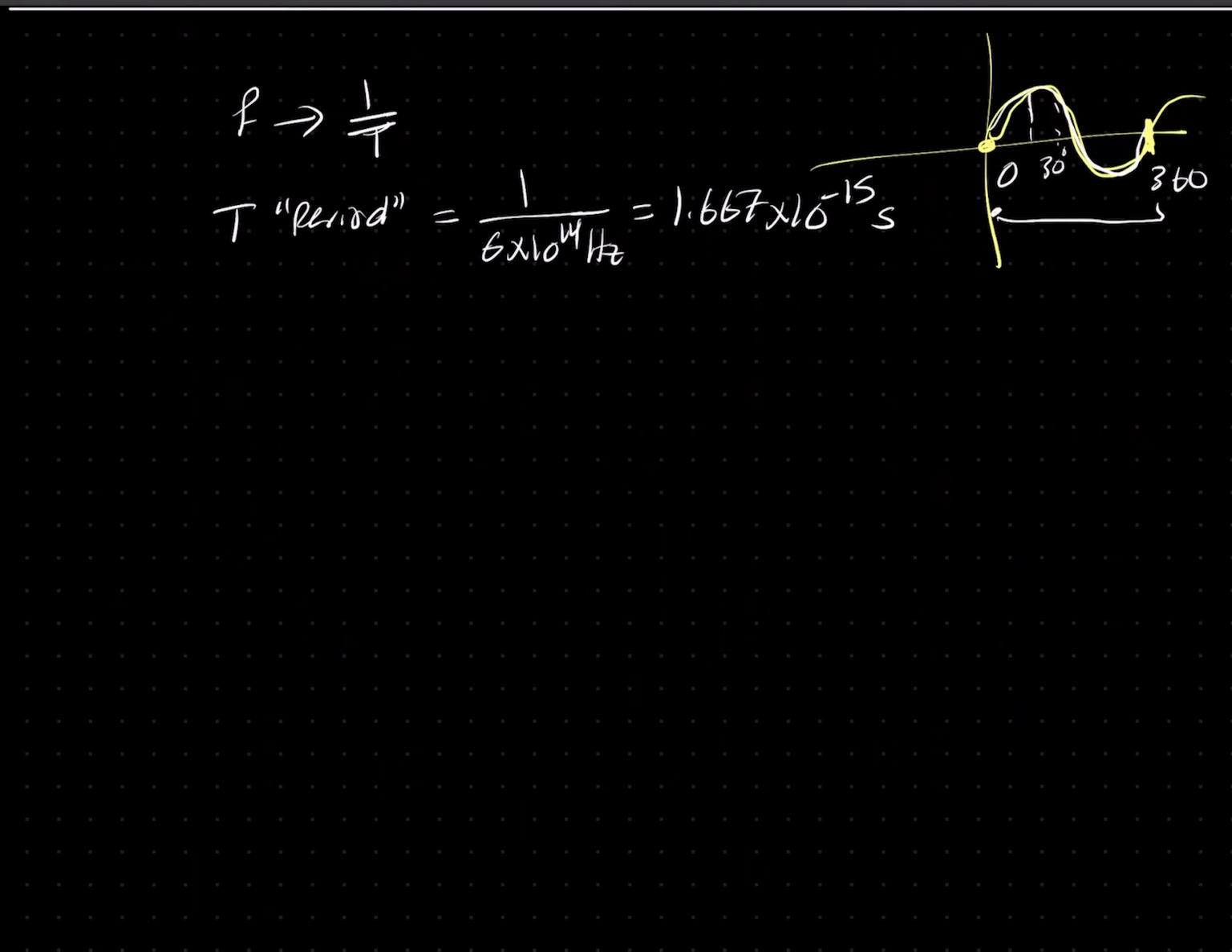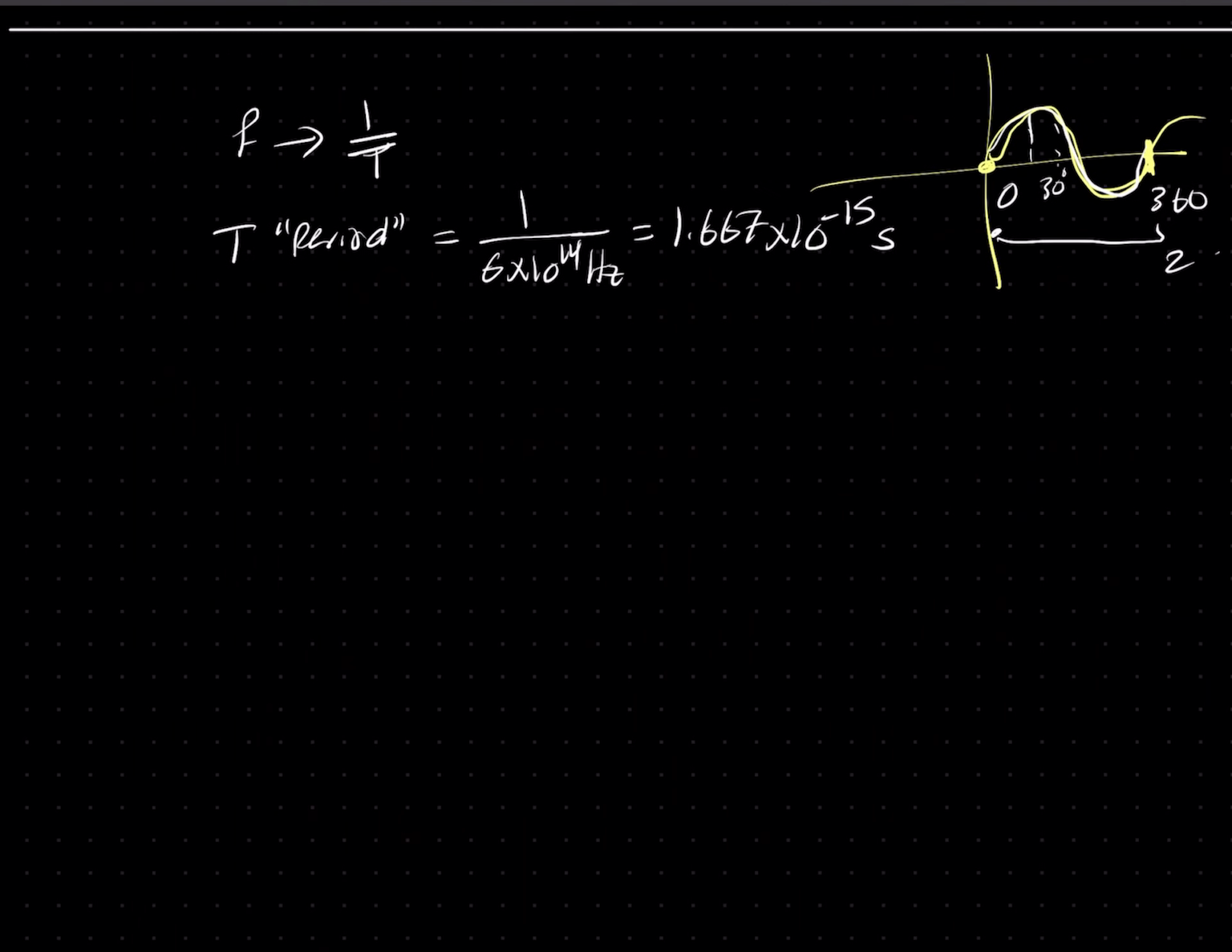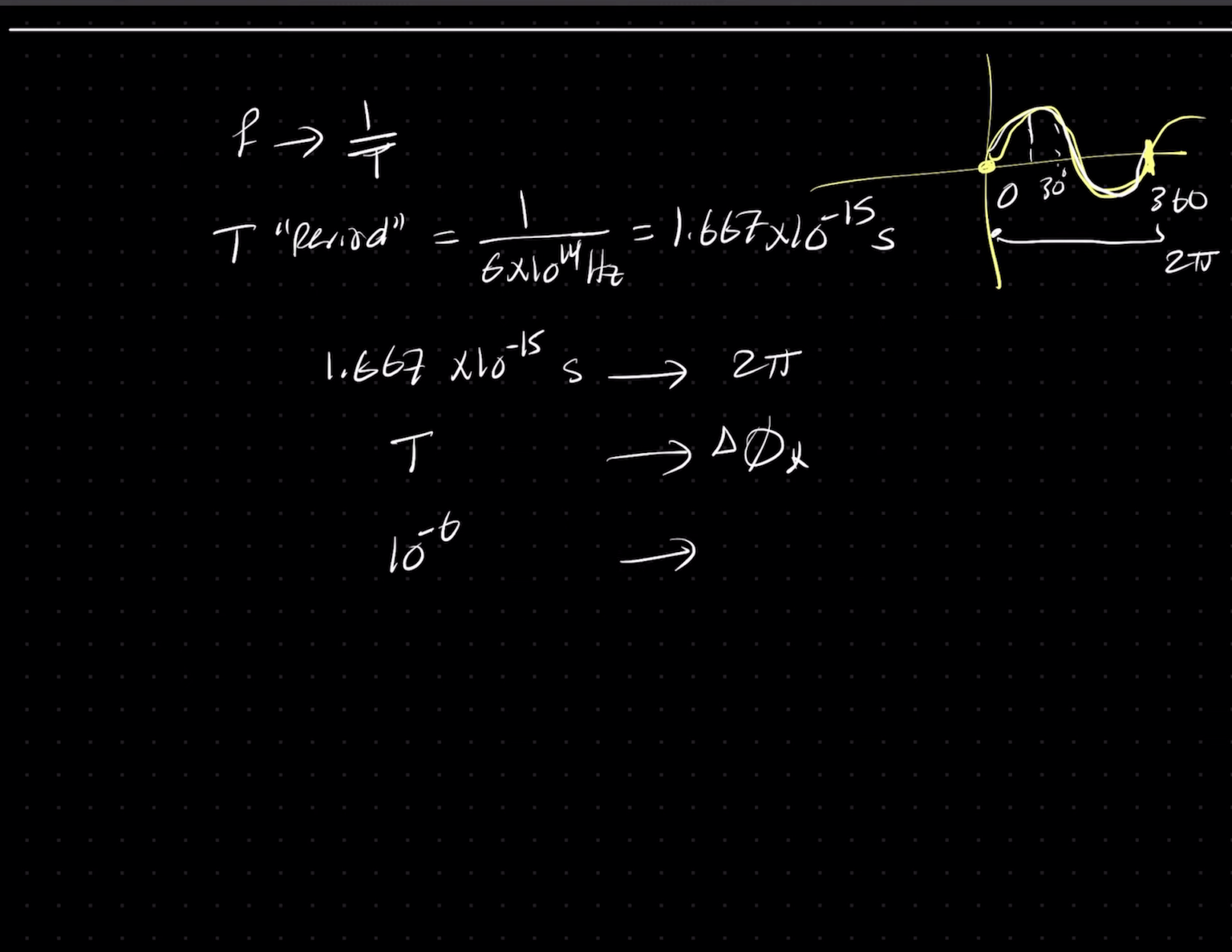All right, so let's do radians. 360 is equivalent to 2 pi, right? So it takes 1.667 times 10 to the power minus 15 seconds to travel 2 pi. It takes this period to travel through this phase difference here. Let's call it 1, which is the whole thing, or wavelength lambda. Then we have 10 to the power minus 6. That's the time. What is the phase difference it takes to travel 10 to the power minus 6? That's what we're after here.